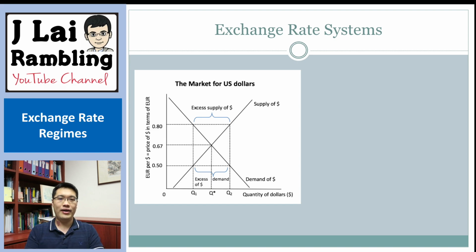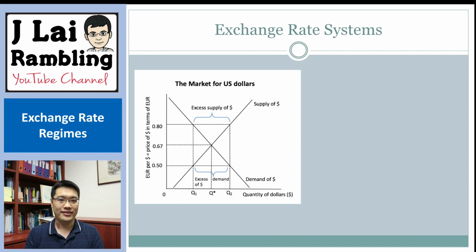Now, we'll first look at freely floating exchange rate systems. This is a graph of the US dollar market, and this should not come as a surprise to you. It should be very familiar. You have the supply curve, which shows the supply of US dollars, the demand curve for the demand of US dollars, and let's take a look at the axes.